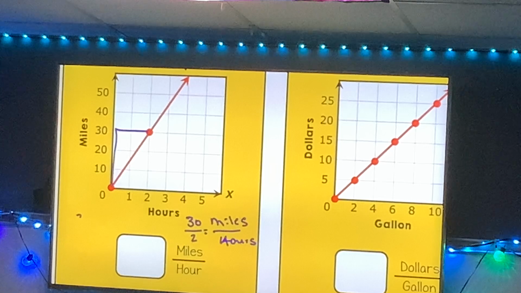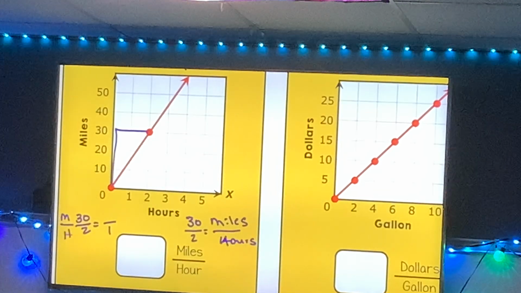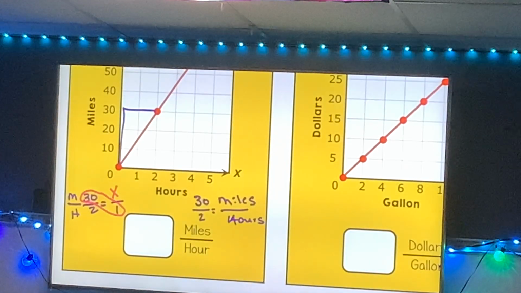So you will set these up like this. Blank equals blank. These are my miles over hours. You did this as a 7th grader. You did proportions. So when you do a proportion, that's our missing info. So we are going to take what I can multiply diagonally. 30 times 1 is 30, and 2 times x is 2x. Now I have a one-step equation.